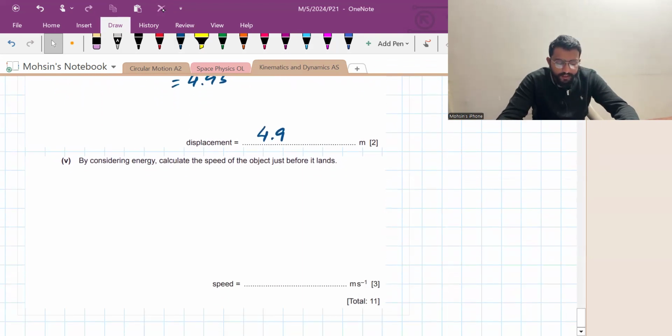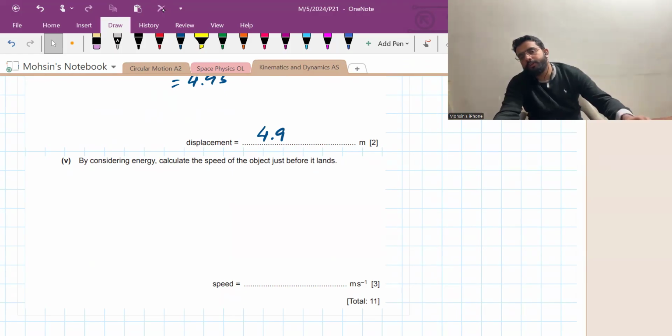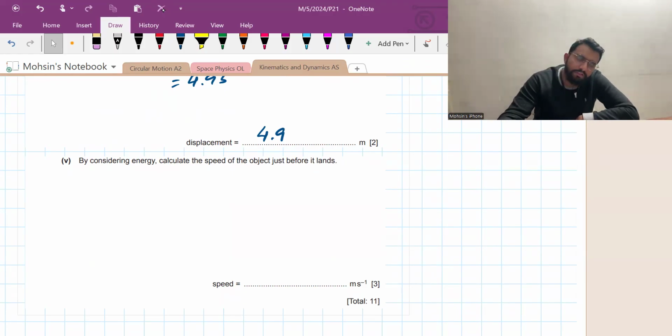By considering energy, calculate the speed of the object just before it lands. They are asking you to calculate the speed just before it lands by considering the energy. This is not part of kinematics and dynamics, but we have to solve it if it is here. Law of conservation of energy: energy converts from one form into another because there is no air resistance. That means all the potential energy at a particular height the object has will convert into kinetic energy. So loss in potential energy is equal to gain in kinetic energy.